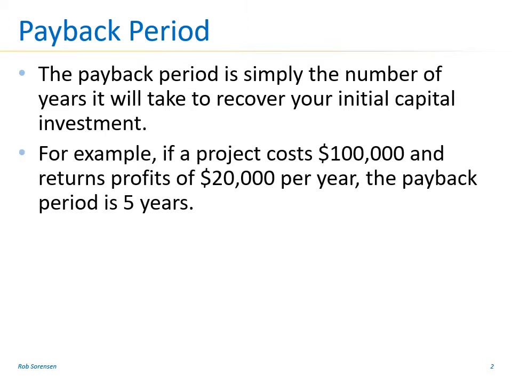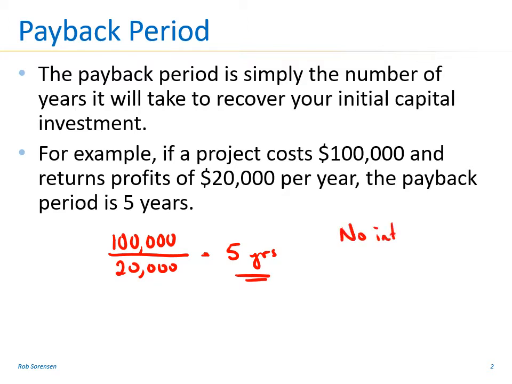So let's say we invest $100,000 in something, how long will it take to recover our money? Well, if a project costs $100,000 and we get profits of $20,000 per year, the payback is going to be 5 years. How did I get that? Well, it cost me 100,000. I make 20,000 per year. That's going to be 5 years, isn't it? Now there's no interest rate here. So there's no interest rate on the go. It's a very simple technique.